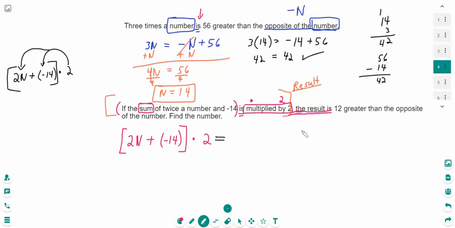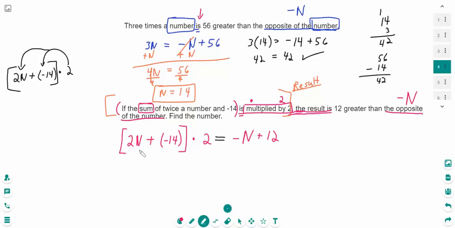All right, so 12 greater than would indicate that we're adding 12 to something. What are we adding it to? Well, we're adding it to the opposite of the number. What's the opposite of the number? Well, that would be just a negative n, right? So we're taking a negative n and we're adding 12 to it. Okay? Now we need to find the number. So there we go. Now we've got this really nice equation to work through.